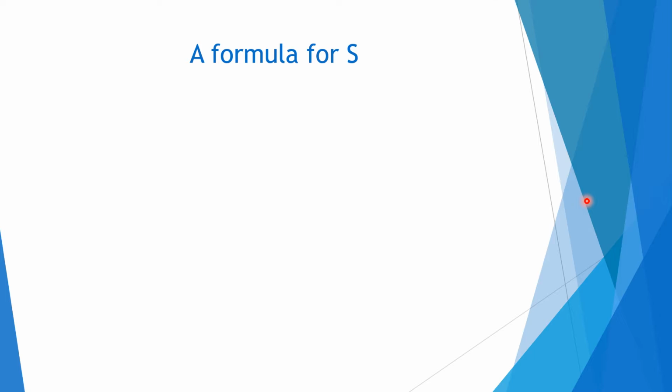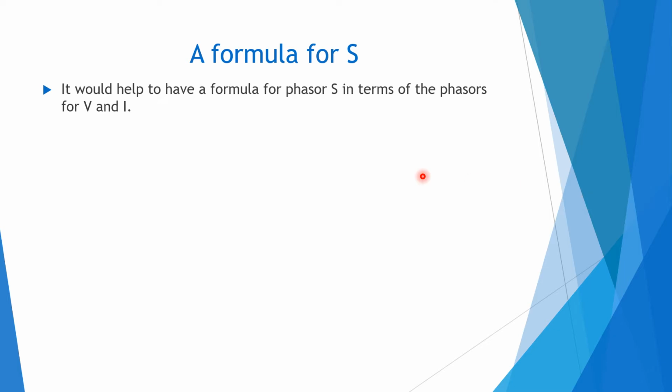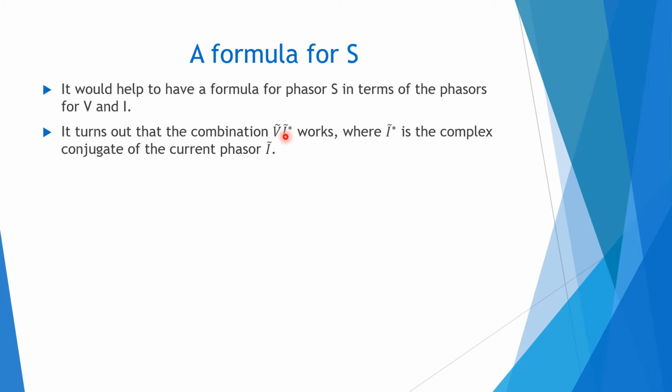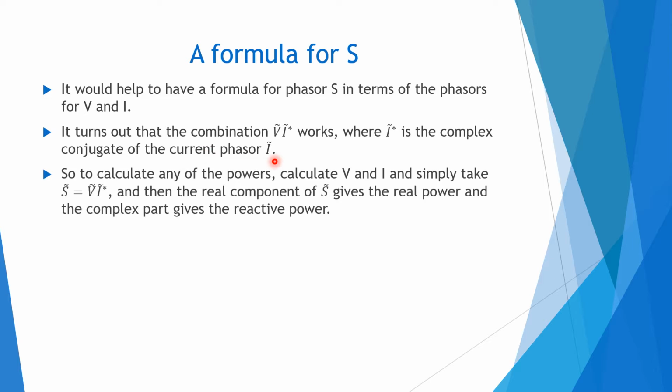Now let's talk about a formula for S, because S was a complex quantity and it would help to have a formula for S in terms of the voltage and the current phasors. So after many trial and error, you will see that the combination of V I conjugate works, where basically I conjugate is the complex conjugate of the current phasor I. And well, that works because the complex conjugate has the minus of the angle.